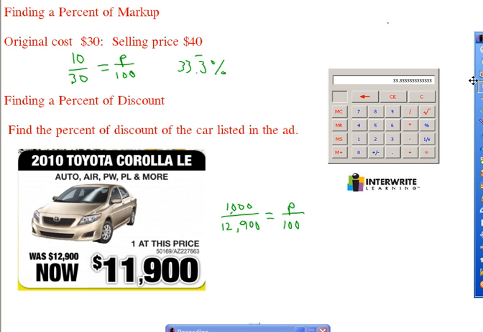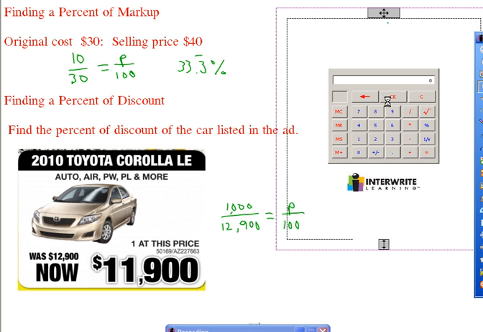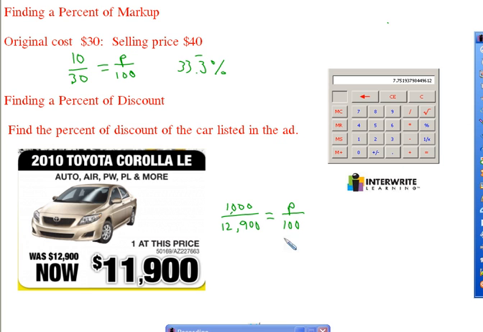Now we have 1,000 times 100, so that's just going to be 100,000, but we'll do it the long way. 1,000 times 100 is equal to 100,000 divided by 12,900. That's going to be our percent change, our percent decrease. So 7.75 is what we probably write that down as. And so that's the decrease. It went down 7.75%.